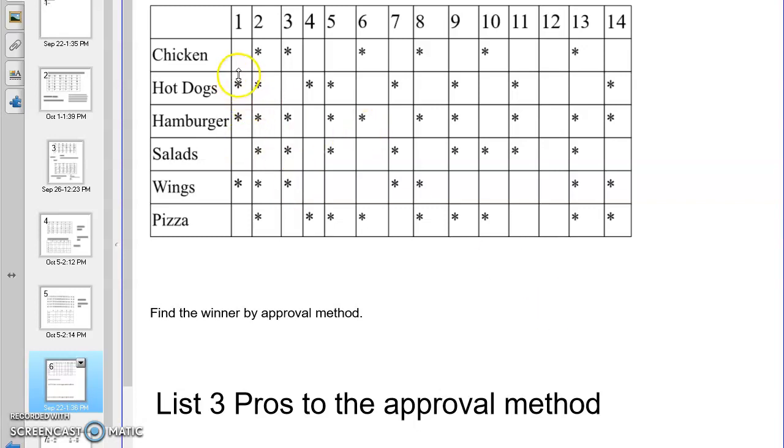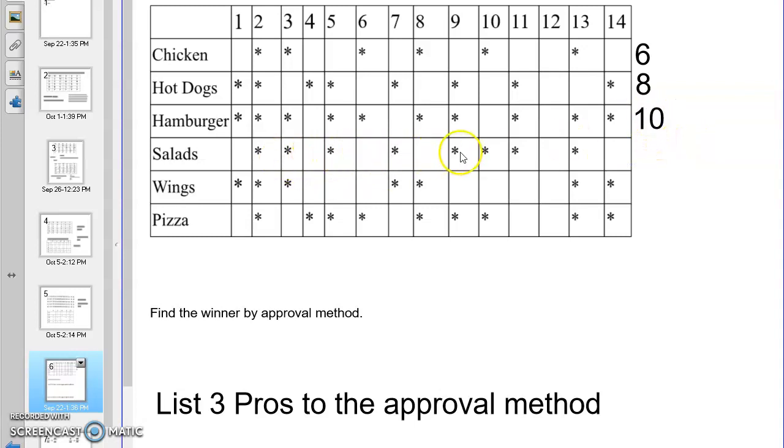Alright guys, so here's the rest of the review. The approval method, that's going to be pretty basic. We're just counting across. 1, 2, 3, 4, 5, 6. I'll put my 6 right here. 1 through 8, 8 goes here. 1 through 10, so my 10 goes here.